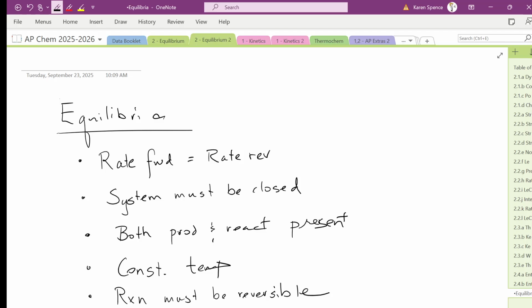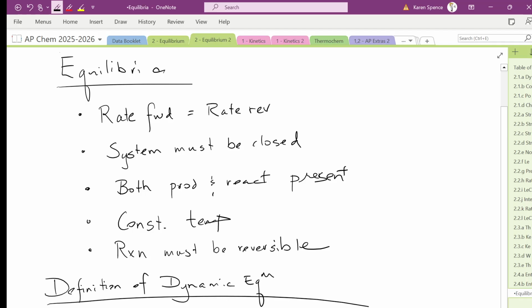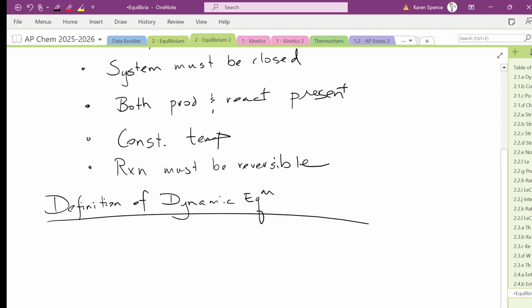Excellent. Anything else? That's 1, 2, 3, 4, 5. And I think I gave you 5 on that little list there. All right. So what is the definition of a dynamic equilibrium? Have a little chat with your neighbor about that one. Definition.